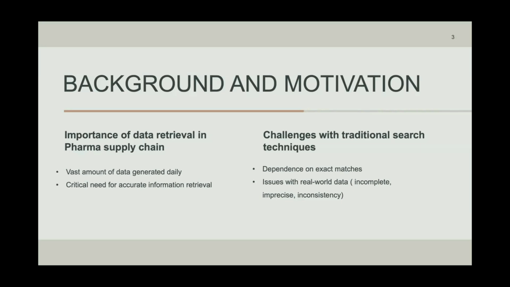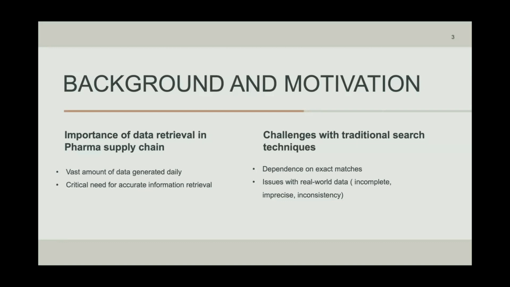the scenario of master data management within wholesale drug distribution. Here, master data includes critical information about products, suppliers, and customers. Any error or inconsistency in this data can lead to serious issues such as incorrect order fulfillment, regulatory non-compliance, and operational inefficiency. Therefore, accurate data retrieval is very important.